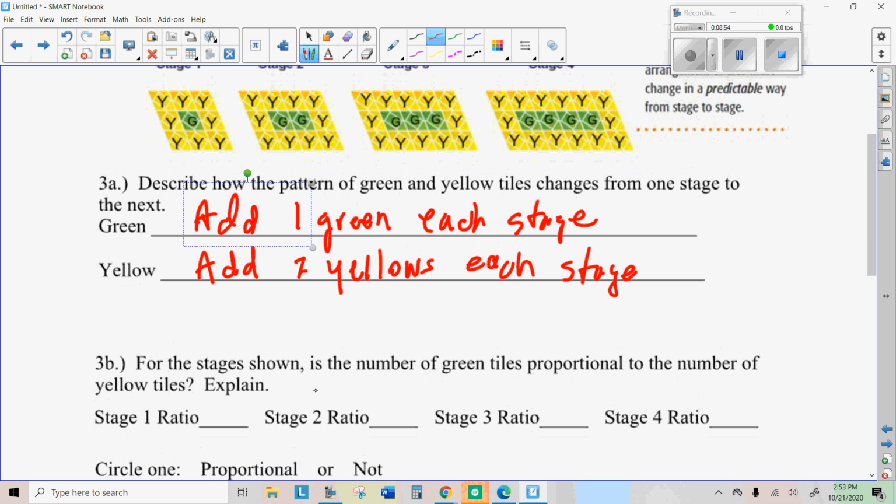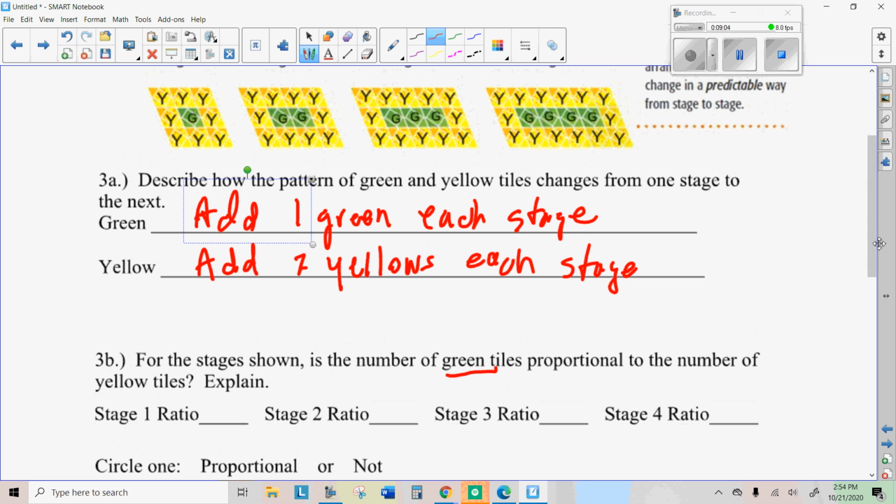So for the stages shown, we want to know if the number of green tiles is proportional to the number of yellow tiles. In the first one, we have 8 yellow, 1 green. So let's put 1 over 8 for that one. Stage 2, we have 2 greens and 10 yellow. Then we have 3 greens and 12 yellow. Then we have 4 greens and 14 yellow.